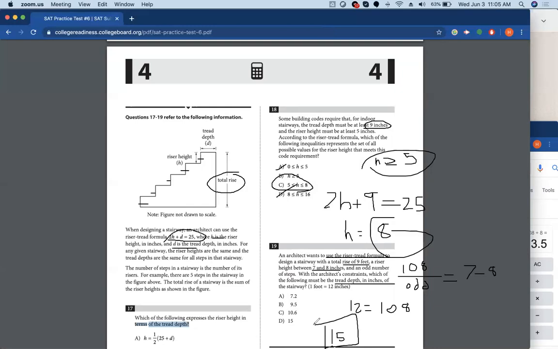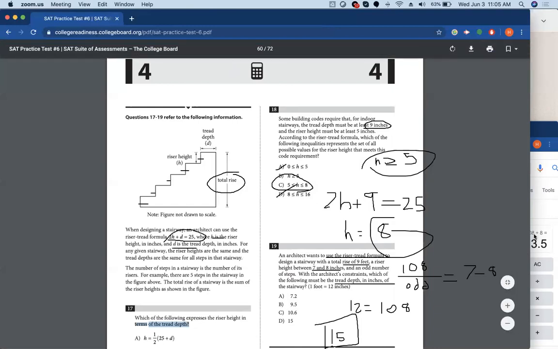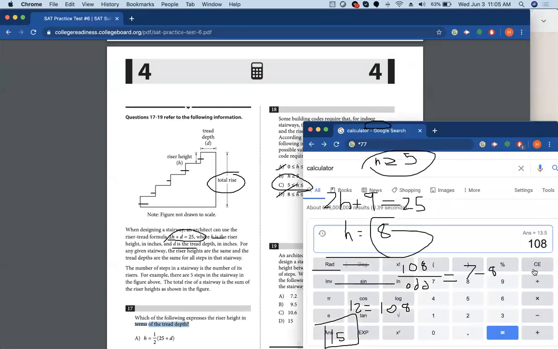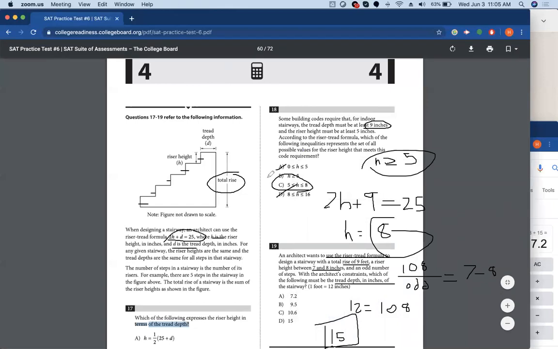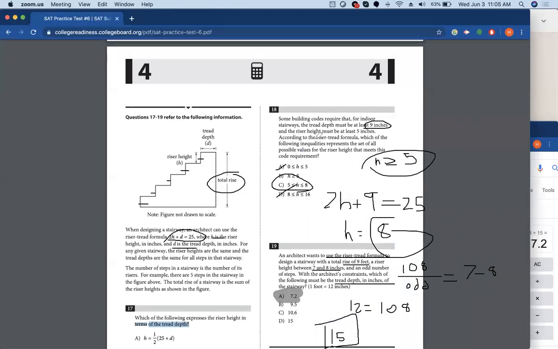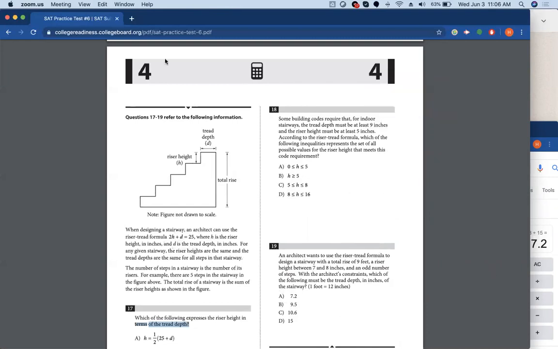What must be the tread depth? So what's his riser height? We know his riser height has to be, we could do 9 divided by 15, 108 divided by 15. All right, 108 divided by 15 to get 7.2, and that's gonna be the riser height. So what I did was I essentially did 9 feet, right? I found the amount of steps it takes. Then I knew what my total rise was, so I divided that by the amount of steps to find that it's 7.2. That's a bit of messy work.